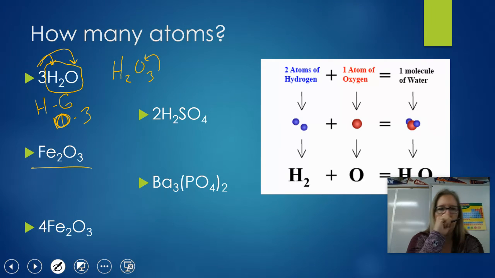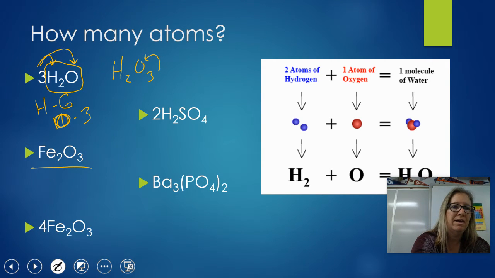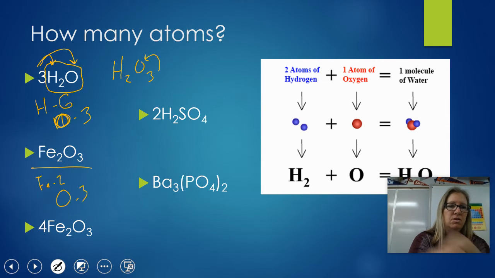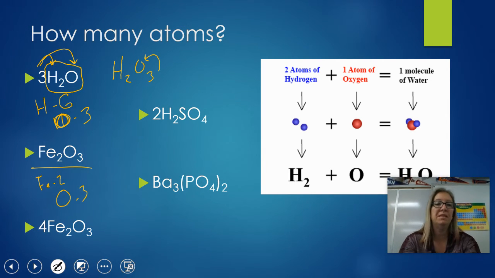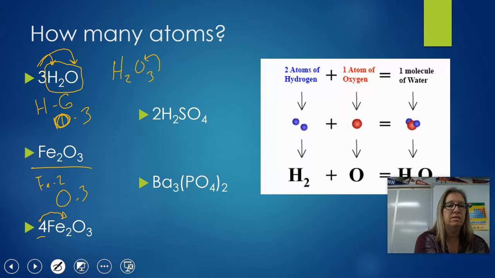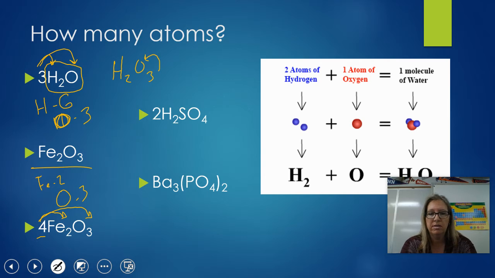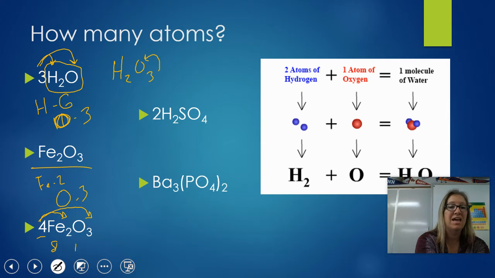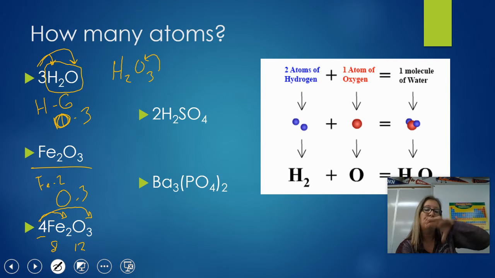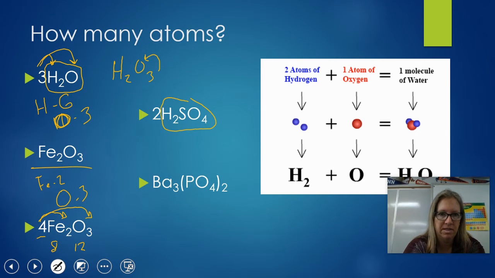All right, down here, we don't have a coefficient. So the 2 applies to the iron, so that tells me I have 2 iron, and the 3 applies to the oxygen, so I have 3 oxygen, okay? But now I have the same compound, I have a coefficient in front of it now. So I have 4 of these things, so I'm going to distribute it. So now that tells me I have 8 iron and 12 oxygen, because I have 4 complete molecules of that compound, okay? Same thing up here. This coefficient tells me I have 2 of these. So that gives me 4 hydrogen.